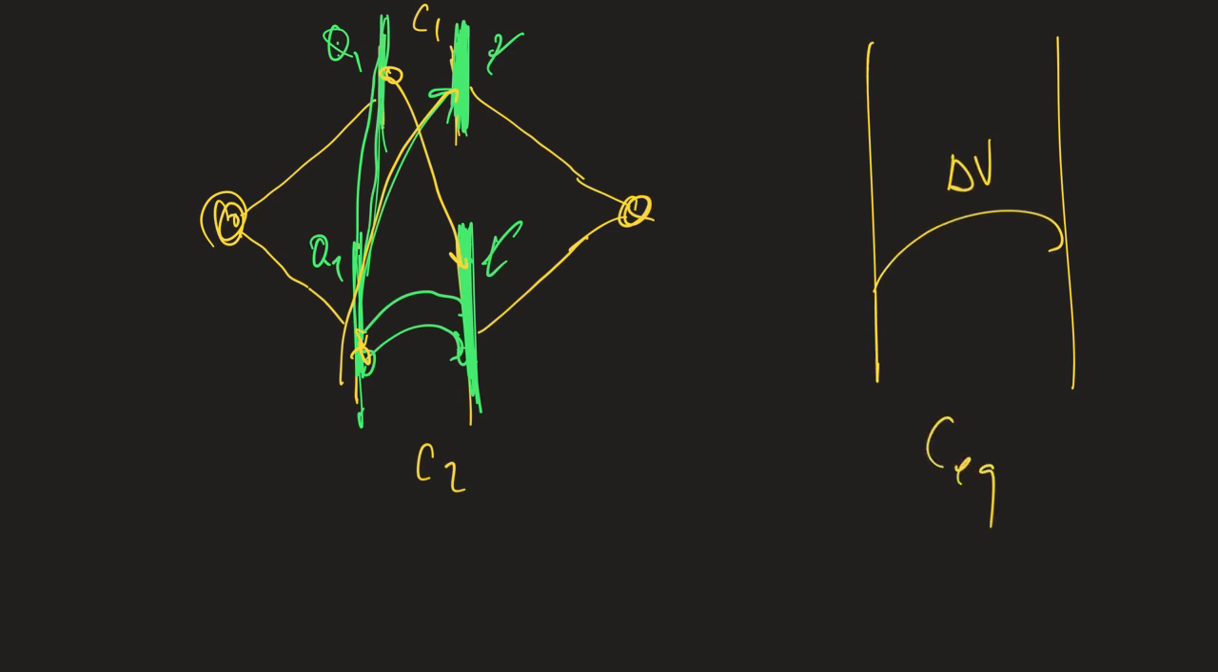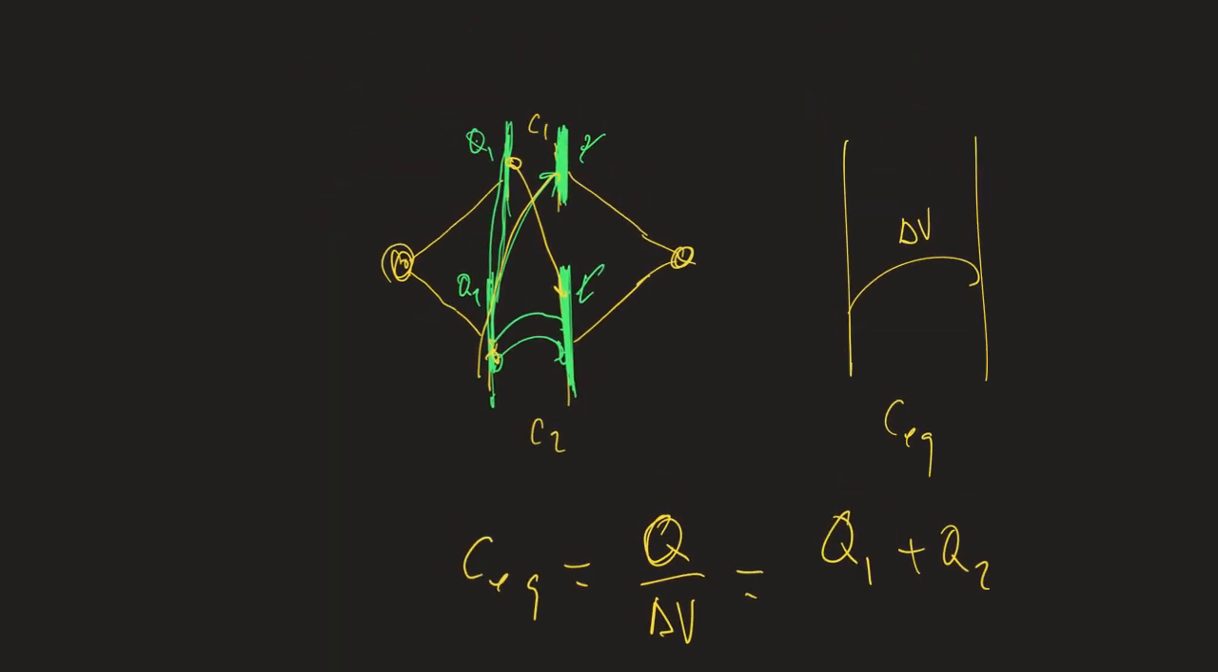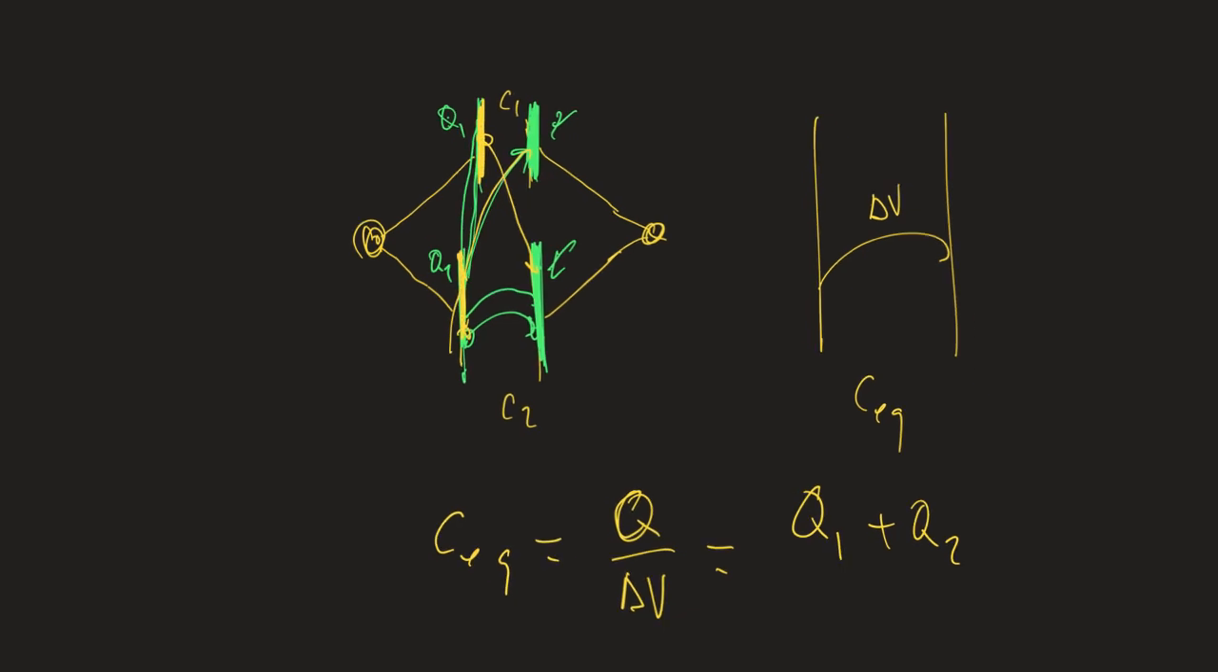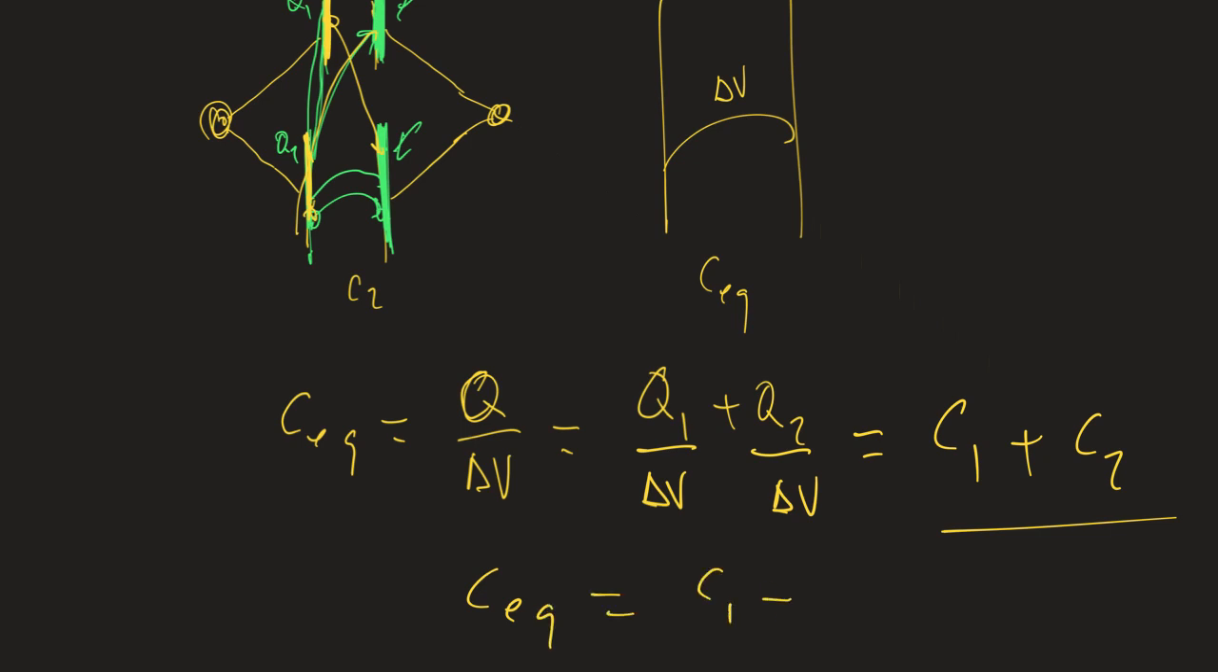So the equivalent capacitance is what we are looking for. So the equivalent capacitance, C equivalent, will be the capacitor that has the charge Q at the potential delta V. What charge? The charge Q1 plus Q2, like here, you see Q1 plus Q2 at the potential delta V. But the potential delta V is the same for both of them. So it will be C1 plus C2. Let's prove it. C equivalent is C1 plus C2.